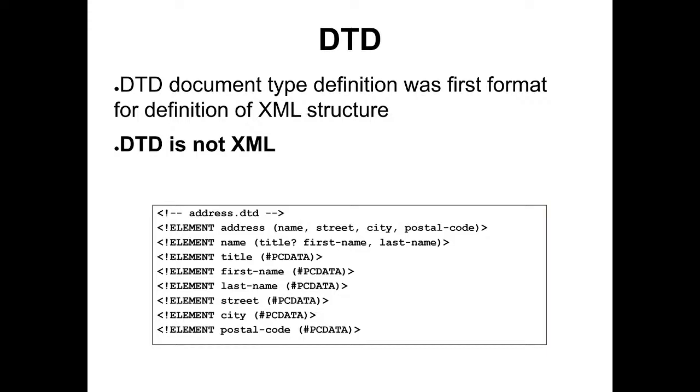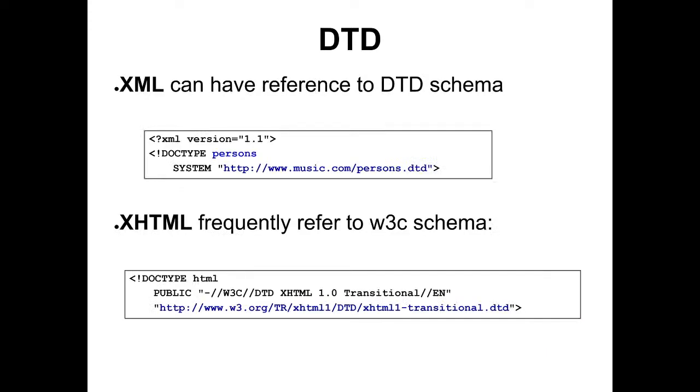So the DTD document is not an XML document, but it also defines the structure of the XML documents. Maybe we'll not talk about it. You can just see that it's also plain text, but it's not an XML file itself. But that was the first format for definition of XML structure. Not quite modern, but XML can have a reference to a DTD schema.